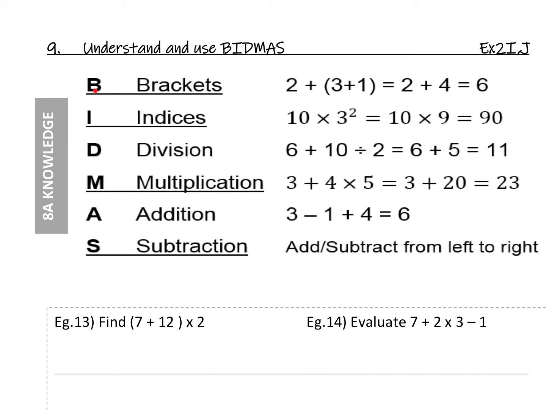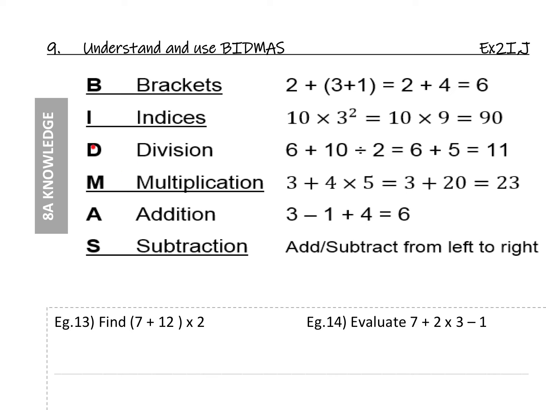So if you have any brackets, they should be done first. Like in this example, you do the 3 plus 1 to begin with. Indices, or in other words, the powers, are next in line of importance. So you should do any indices like 3 squared before, say, multiplication. 3 squared being 9.